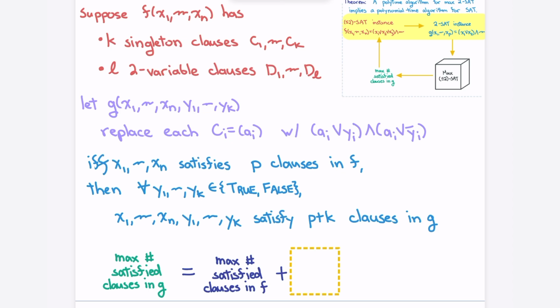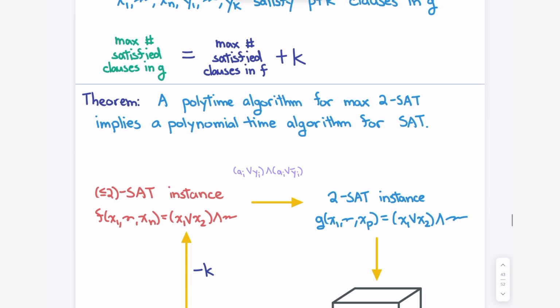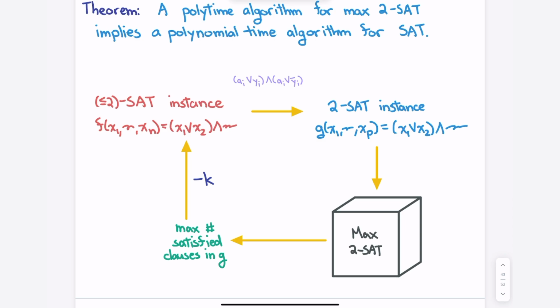In fact, this is an if and only if. IFF stands for if and only if. If you get P plus K, you know that you're double counting the singleton clauses, so you subtract that out. All put together, the number in F is equal to the number in G minus K. That's how you map from one problem to the other. You just subtract K from the answer of your black box.